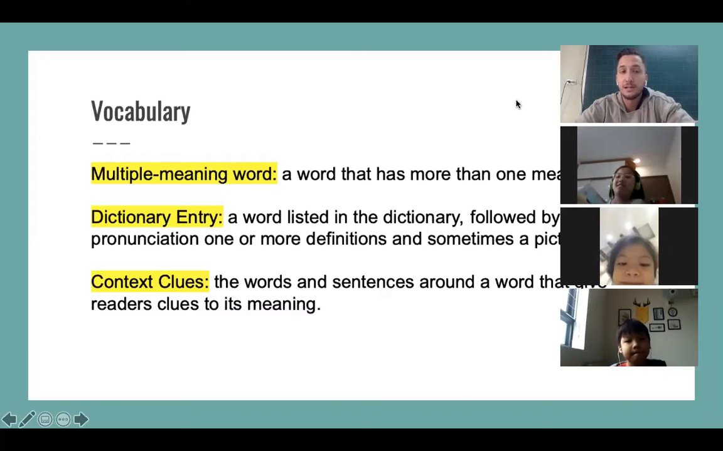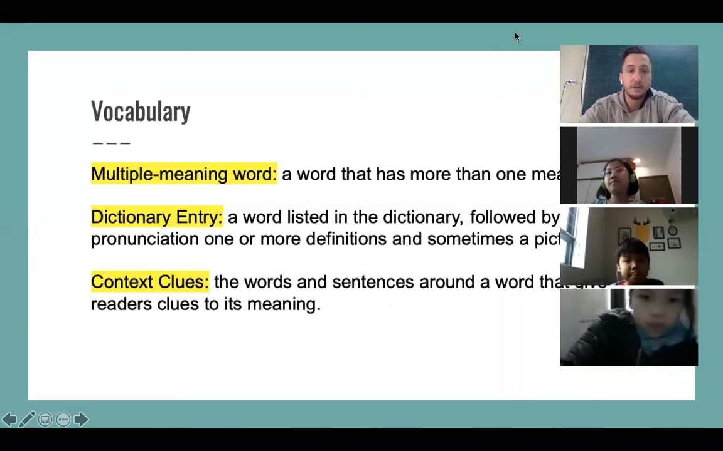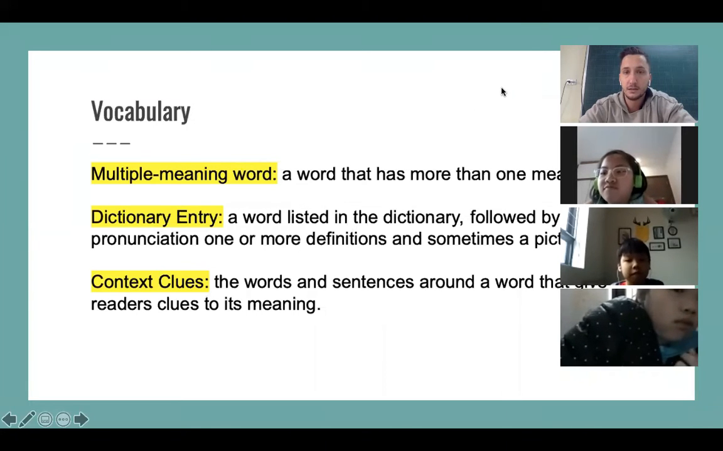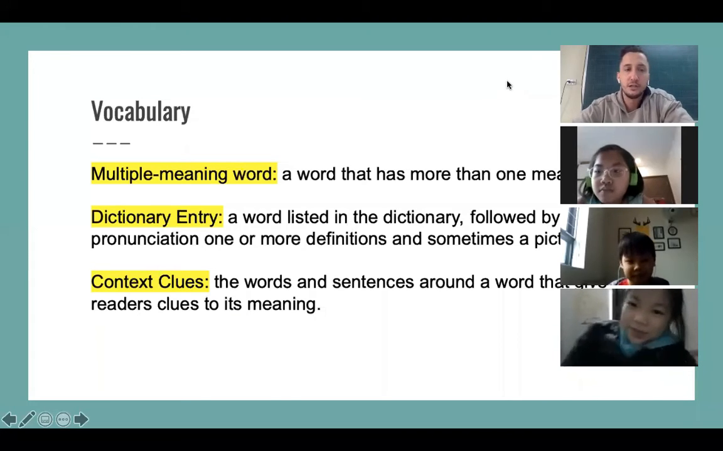It'll give you the pronunciation, which means how to say it. It'll give you a definition or multiple definitions, and it will typically also give you a part of speech. All right, and then context clues. Who would like to read out? All right, we have, look at that, I'm not sure who this is, but if you could just say your name before you read it, and then read the definition and term.